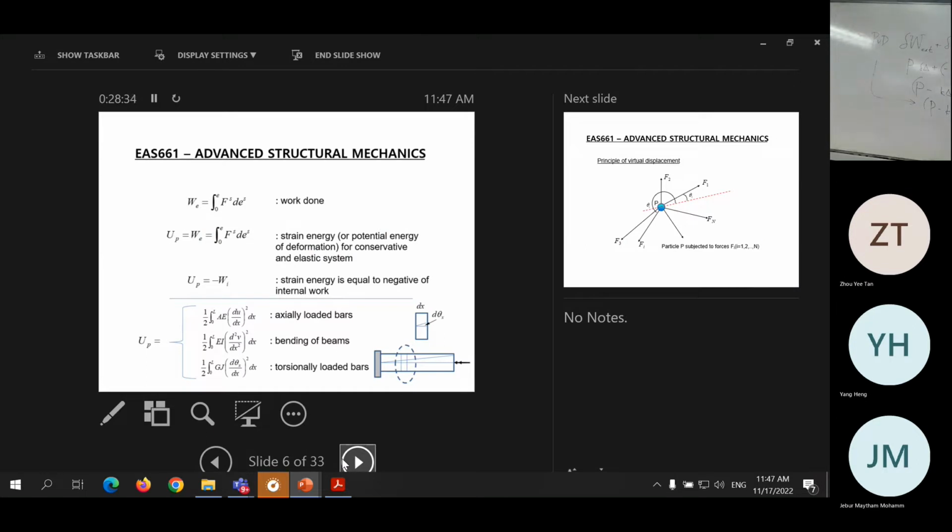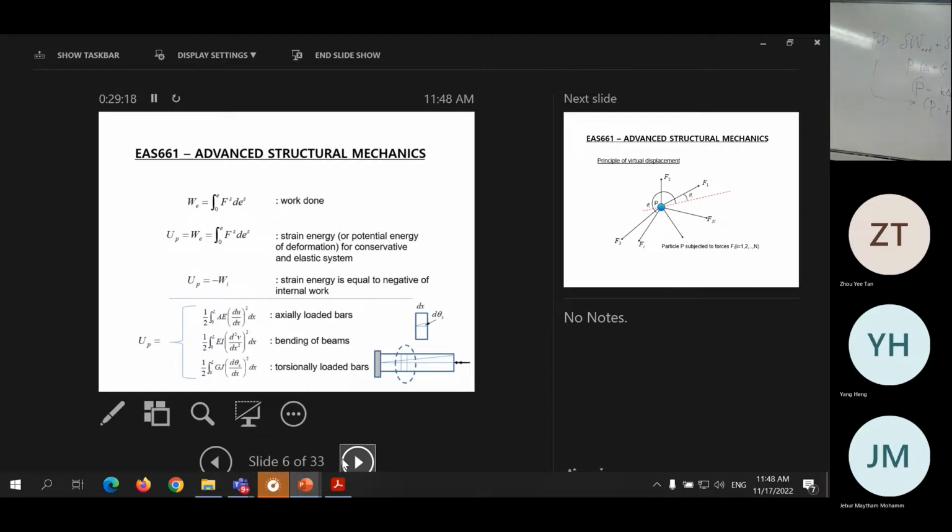Now we want to make use of these definitions and try to derive this. First, we look at axially loaded bars, and the equation will become like this. Then we go through a similar process for bending of beams, and the equation will be like this. Next is twisting, and the equation will be like this. So these are the basic equations for strain energy: this one for axial deformation, this for bending deformation, and this for twisting.